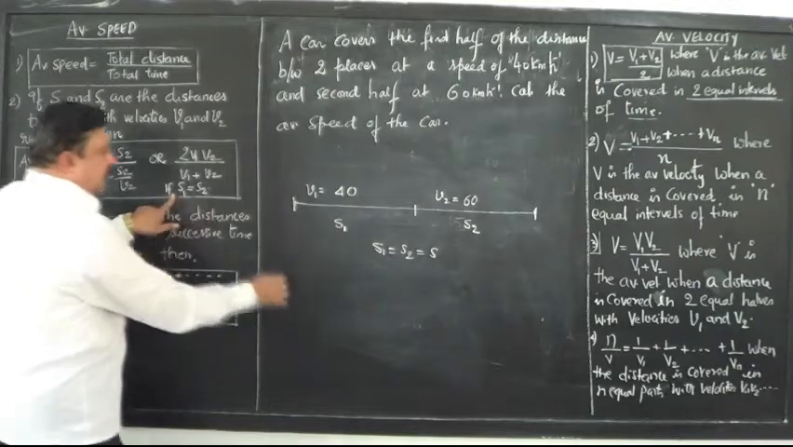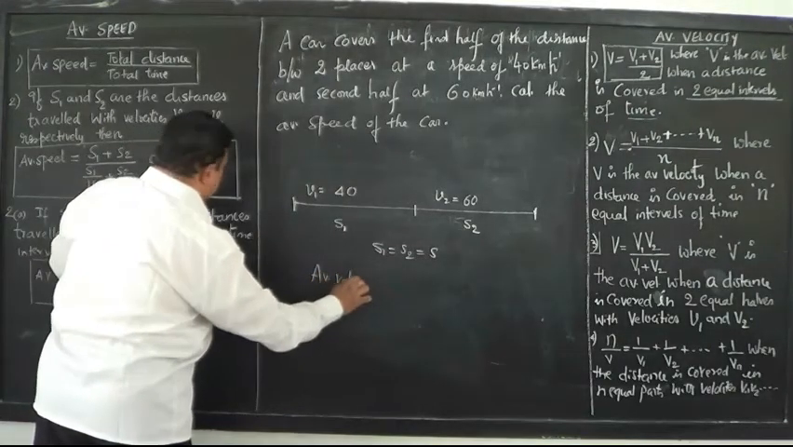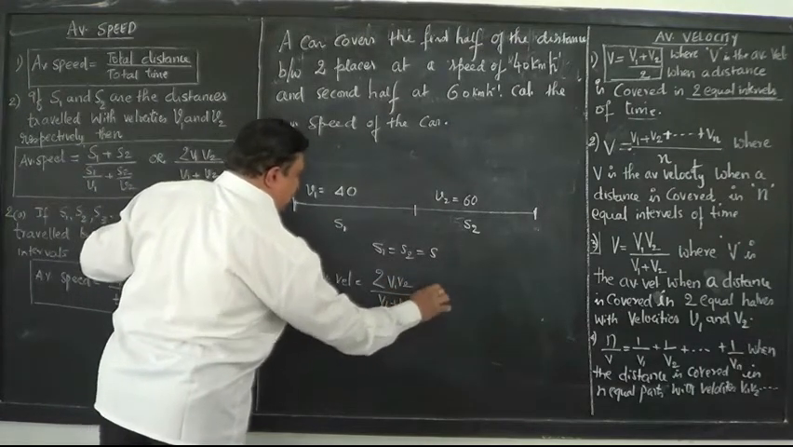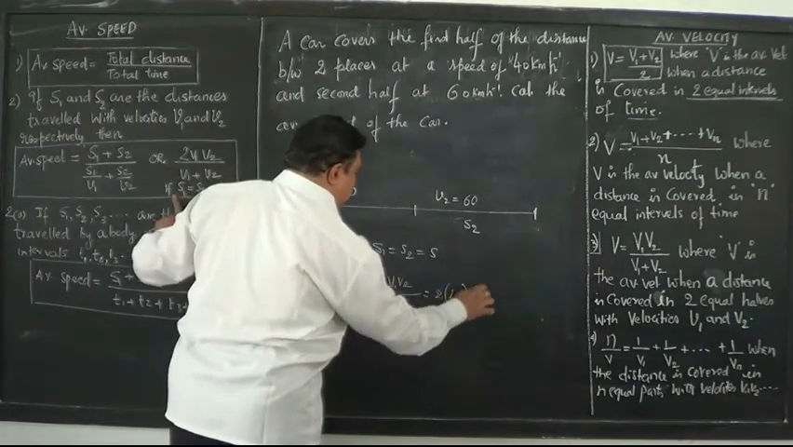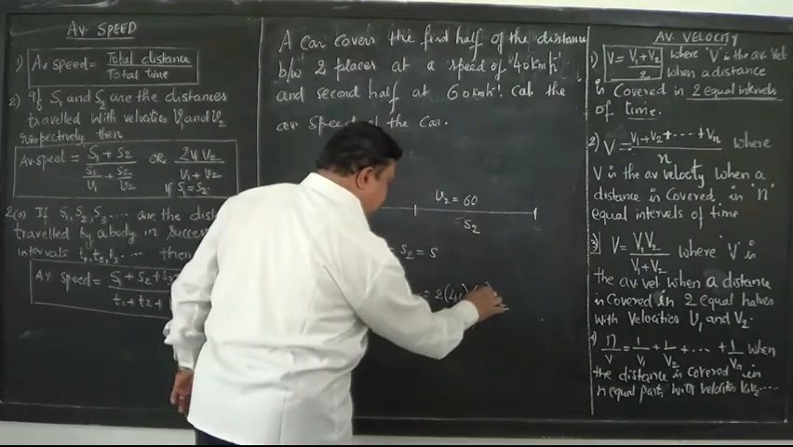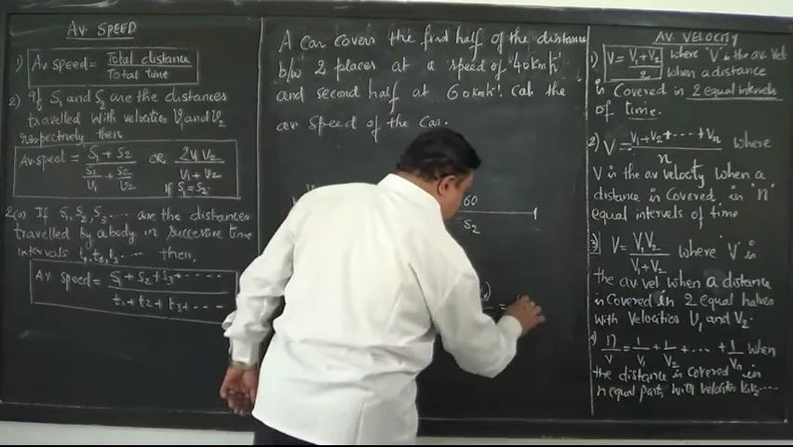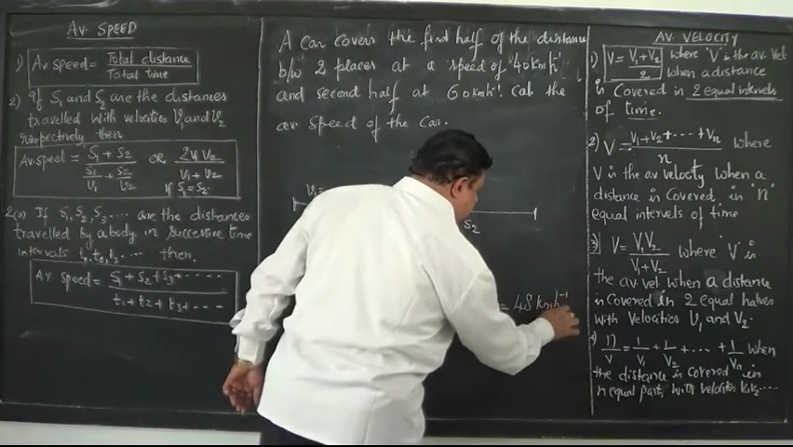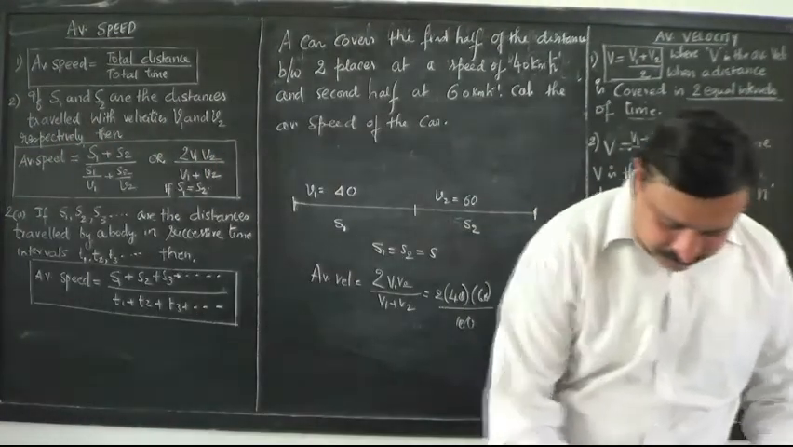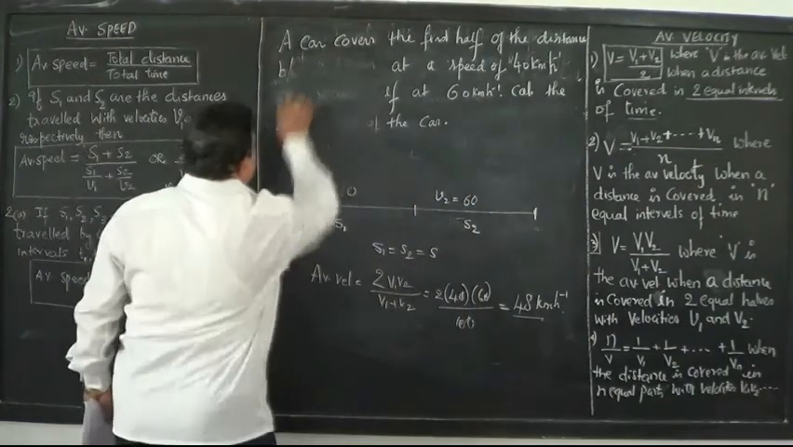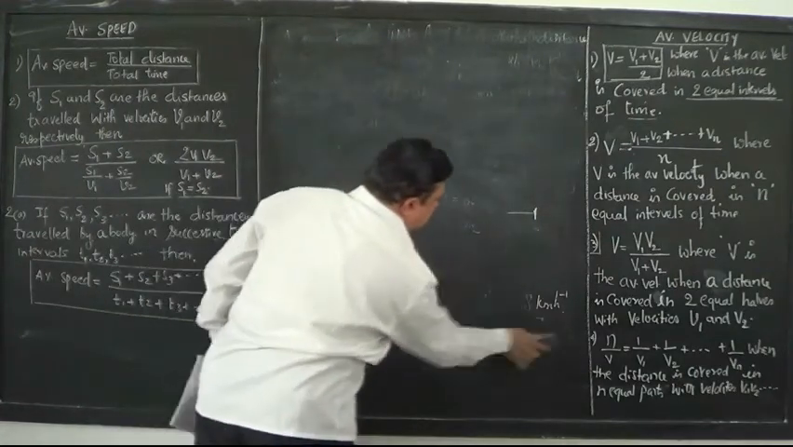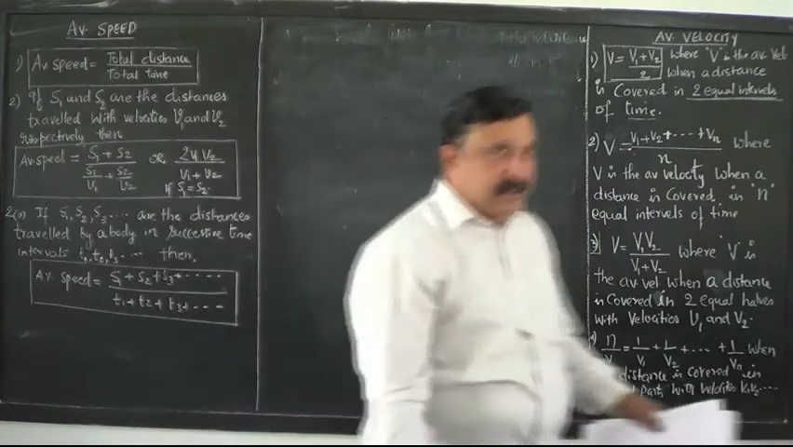Now it's very simple. Average velocity is 2 times V1 V2 over V1 plus V2. It is 2 times 40 into 60 divided by 60 plus 40, which is 100. So this gives 6 4s are 24, 24 2s are 48 kilometers per hour. That's the average speed of the car. Okay, we'll have the next problem.